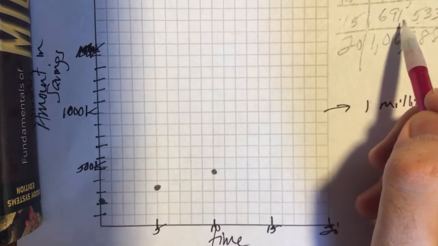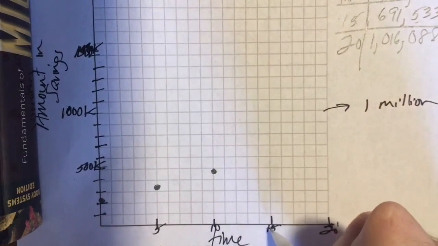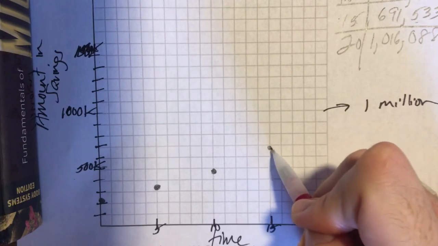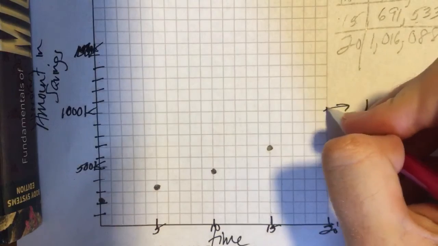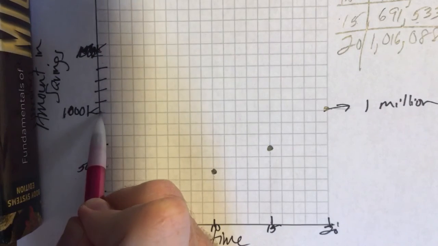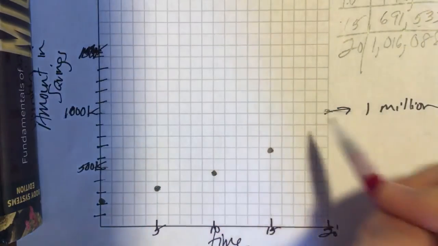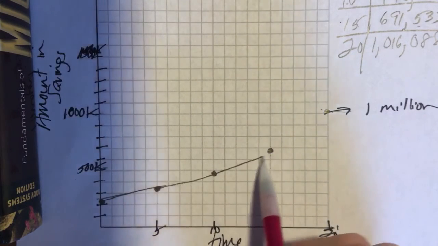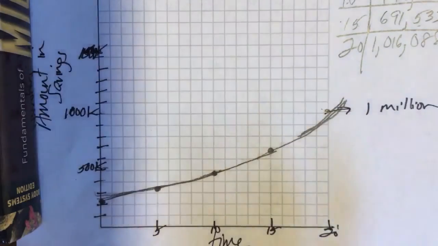15 years later, we're at 691,000, which is going to be a little beneath 700K. And then 20 years later, you're 16,000 above 1 million. So it's going to be a little above the 1 million mark, which again is the same as 1,000K, or 1,000,000. 6 zeros is a million. And then we're not going to use a ruler to connect this because this is not a straight function. This is a curved function. And it's going to be a continuous upward facing exponential curve. That's how you would graph this function.